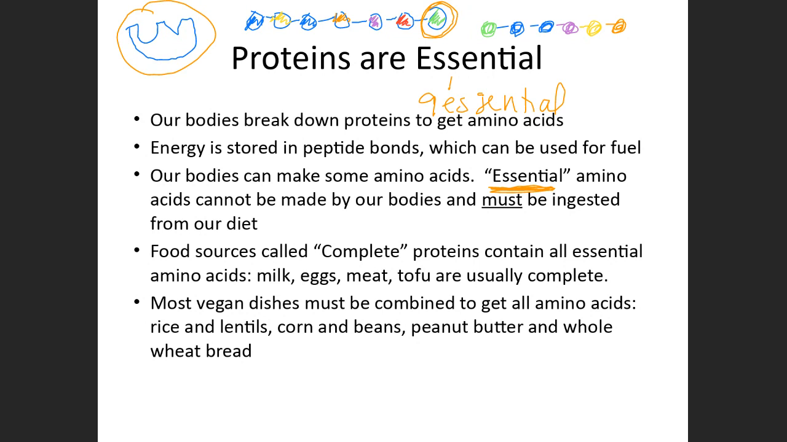There are a lot of dishes that only have some of them, but if you eat them together, you'll get all your essential amino acids. So like rice and beans is a classic combination. Rice doesn't have all your essential amino acids, beans don't, but put together they do. Peanut butter and whole wheat bread together have all of those essential amino acids. So if you're careful with your diet, you can get all of your essential amino acids without eating any meat products.